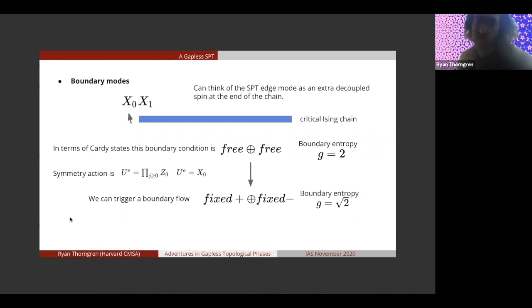So the boundary entropy of each of these fixed boundary conditions is 1/√2. And the boundary entropy of the sum then is just √2.